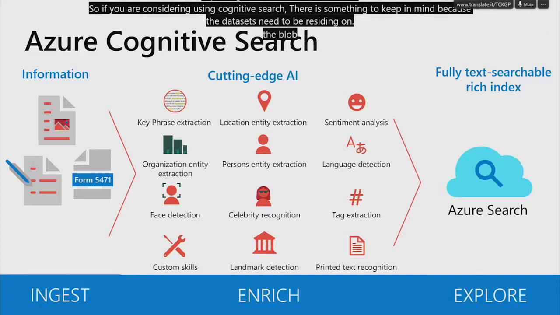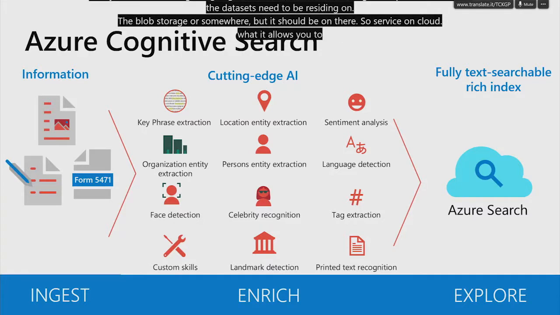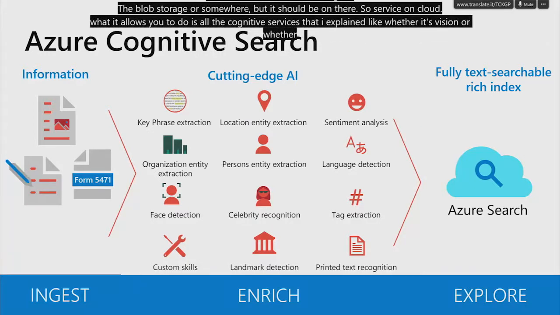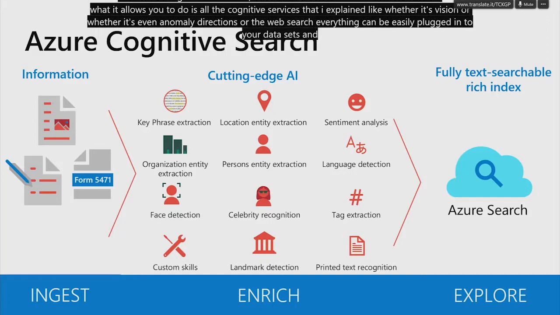on cloud. What it allows you to do is all the cognitive services that I explained, whether it's vision or even anomaly detection or the web search, everything can be easily plugged into your data sets, and these cognitive services can make your search more AI enabled.